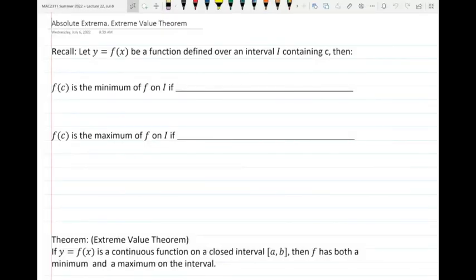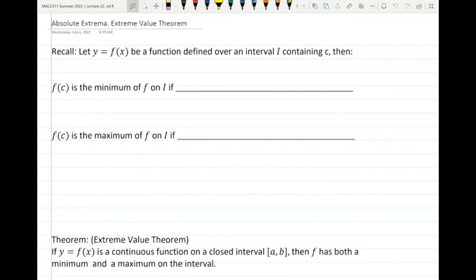Okay, guys, so let's continue our discussion that we started last time. Last time we were talking about extrema, extreme values for a function. That means minimum and maximum values. And remember that this could be relative or absolute.